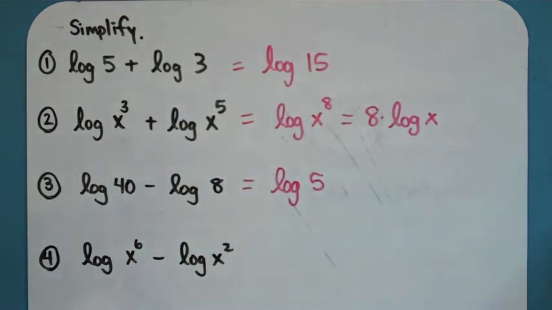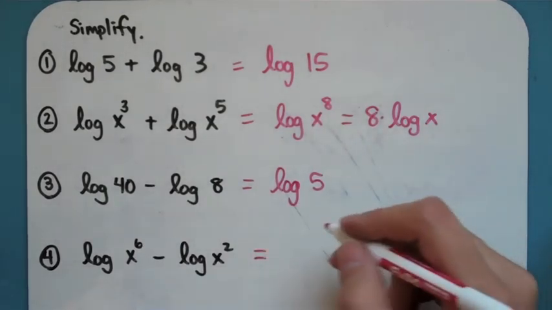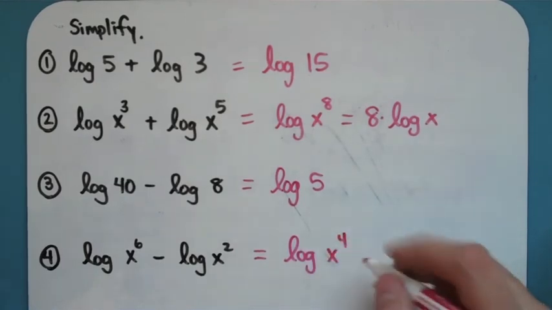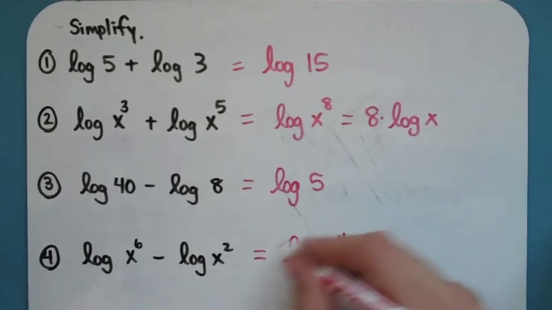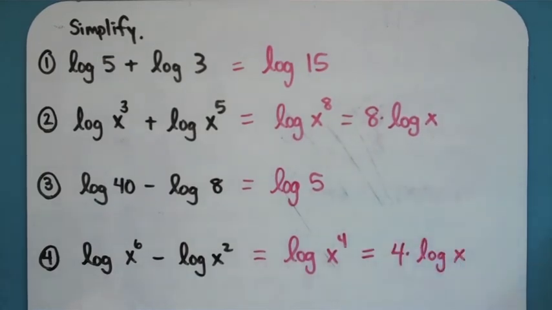For my last problem here, when I subtract the logs, I divide the insides. X to the 6th over x squared is x to the 4th. So I get log x to the 4th. And I can even go one step further, dragging that exponent down out front and make it 4 times log x. So these are little properties we can use to make things look easier or simpler. In the next video, we'll really see why these properties are so important.